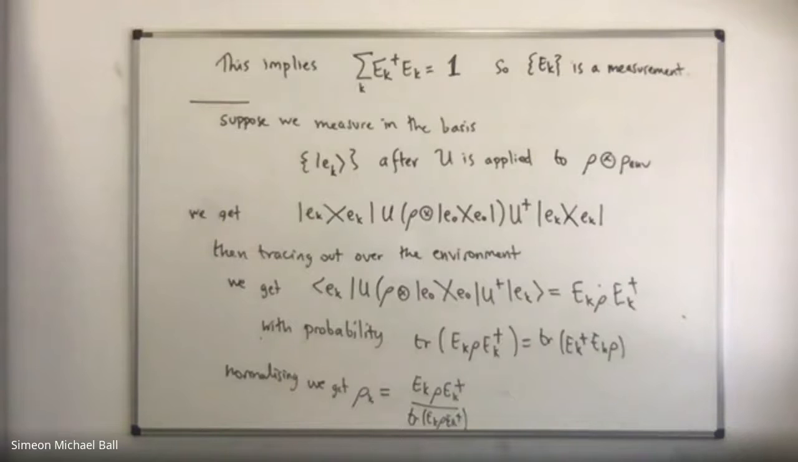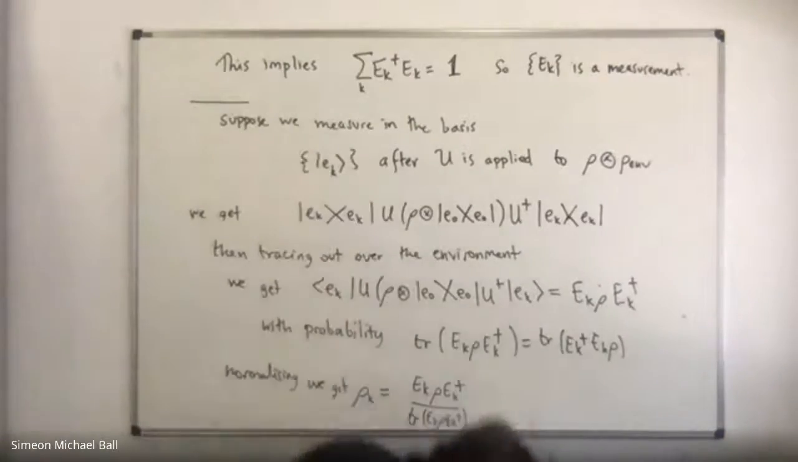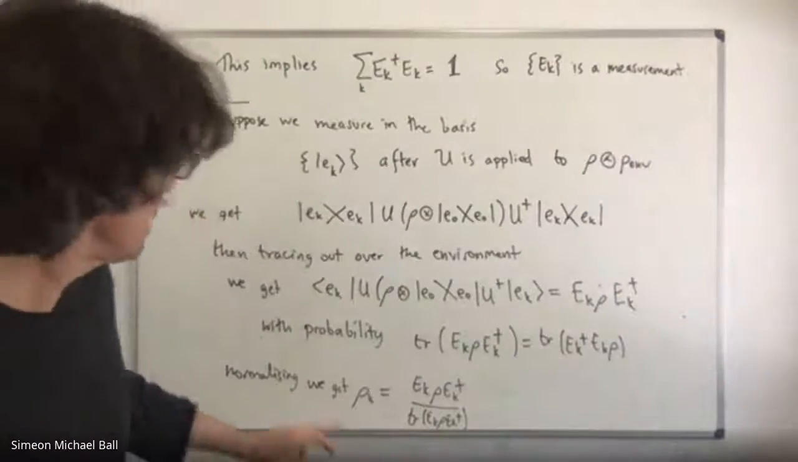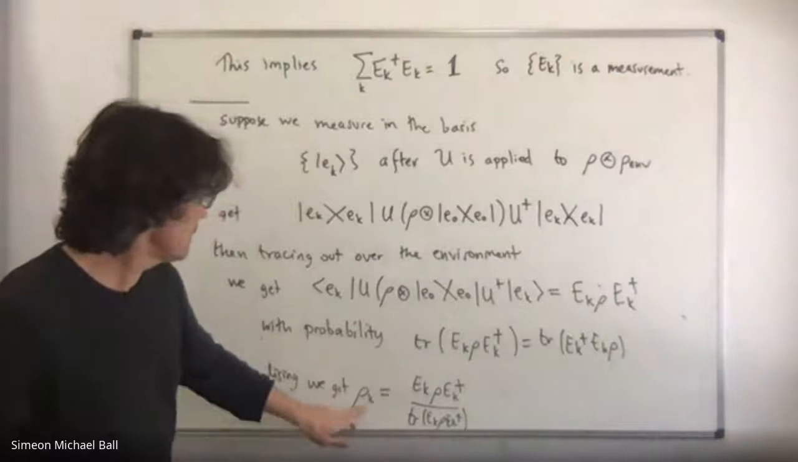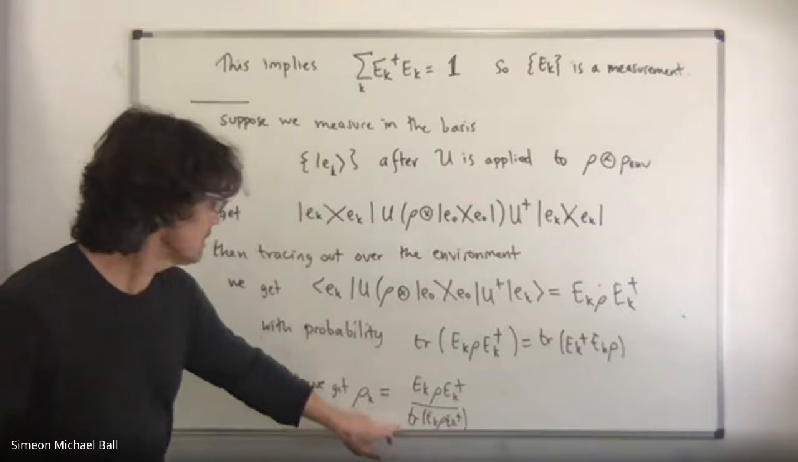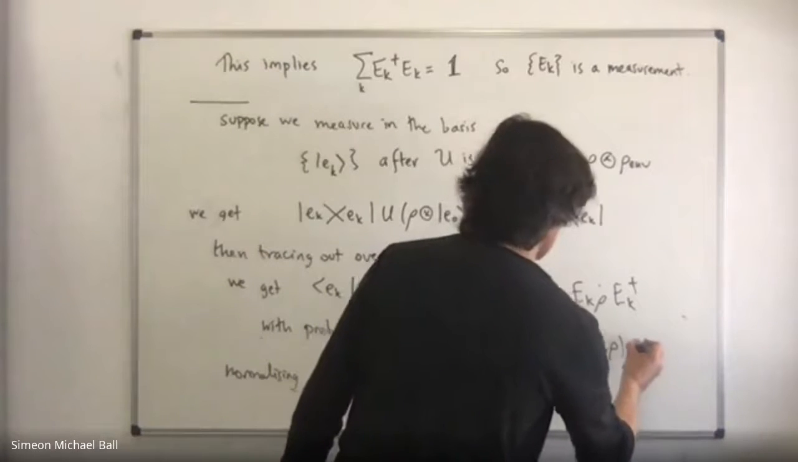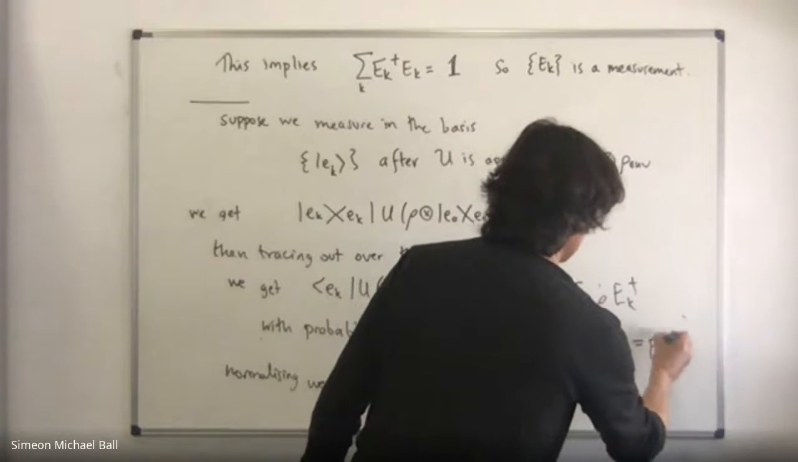Okay, so this is, if you like, a physical interpretation of what we just saw. So what does rho get left in? If we get k in our measurement, then the operator gets left in this with this probability. So this was then p_k. Let's call this p_k.